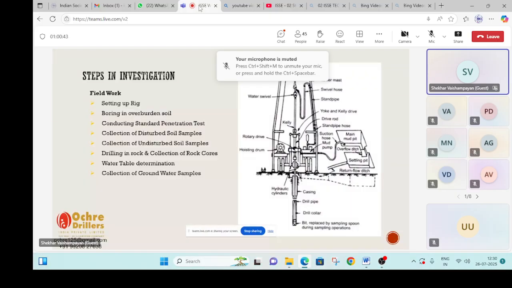Second thing is, once the plot is purchased, once the external influence or interference stops, either political or social or economical, the first activity should be topographical survey, and the second parallel activity can be geotechnical investigation.